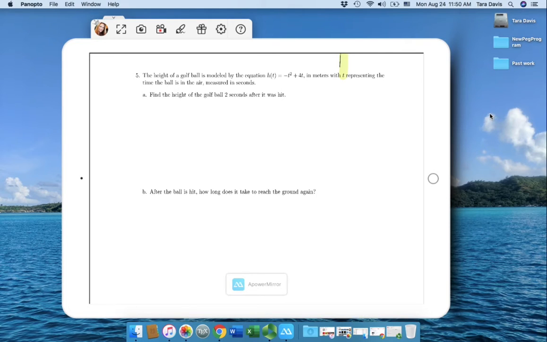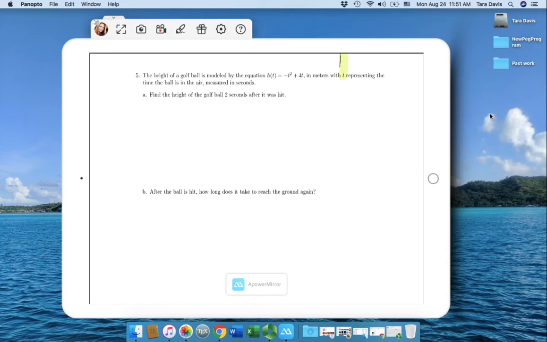All right, so the height of a golf ball is modeled by the equation h of t equals negative t squared plus 4t in meters, so that means the height is in meters, with t representing the time the ball is in the air measured in seconds. So the independent variable is time, and the dependent variable is height. So for part A, we're asked to find the height of the golf ball 2 seconds after it was hit.